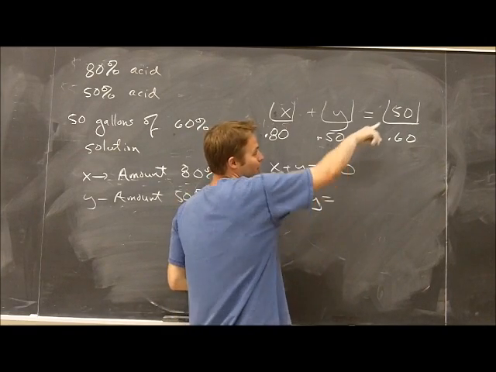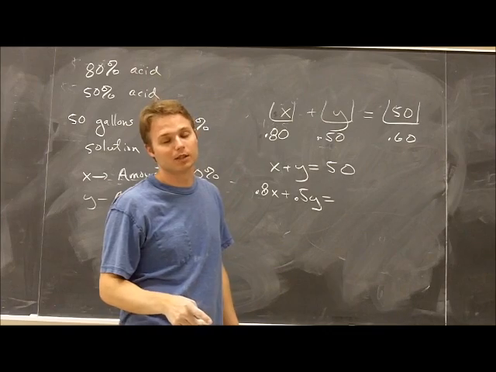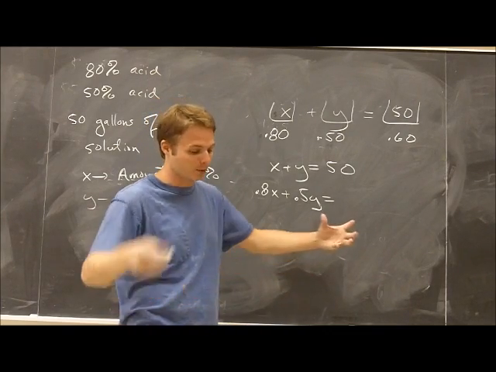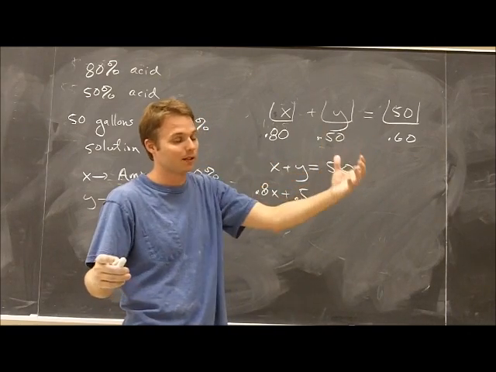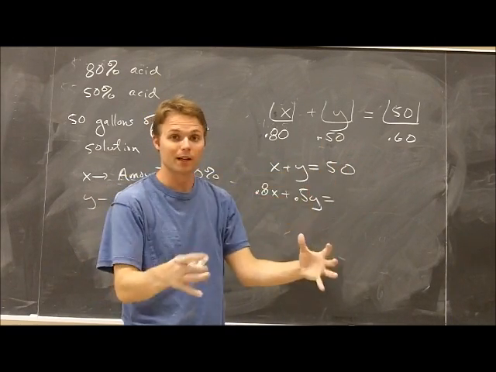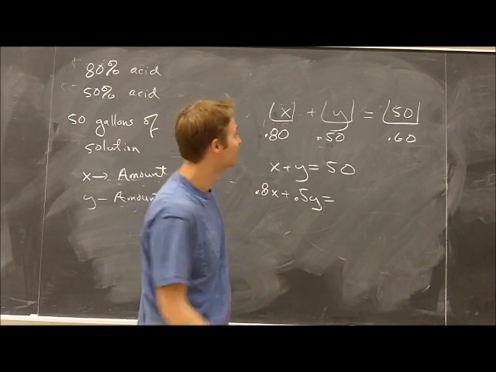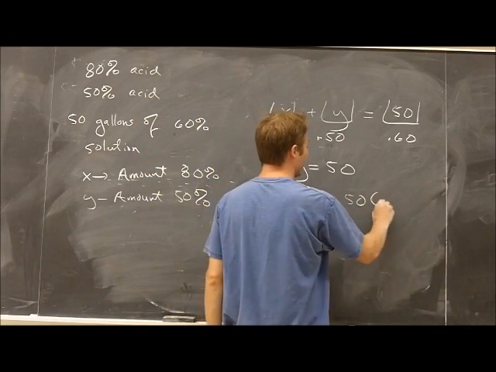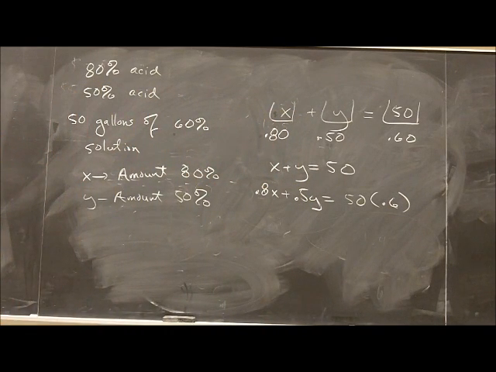That all should equal the amount of acid that's total in the 60% solution, which makes sense too, right? You're pouring two things together. There's a total of this much acid in here, a total of this much acid in this one. When you put them together, the total acid is what you have in the leftover solution. So this one should be 50 times 0.6 for this problem. So that's where we're going to get our two equations from, and now we just need to solve these two equations.